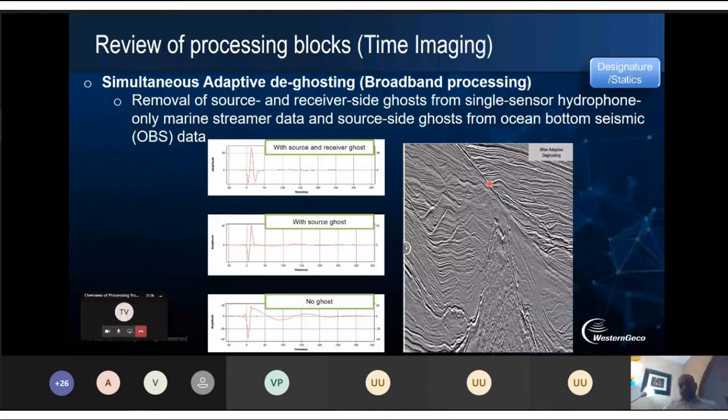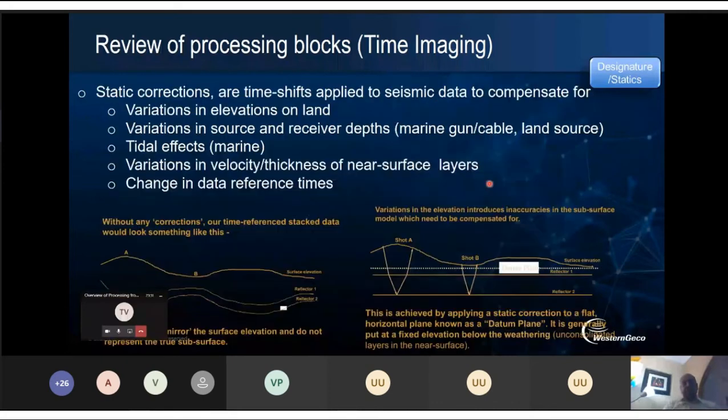So, for land, we have elevation statics, we have datum, we have near surface statics and all that jazz. For marine, we have source receiver statics because the source and receiver are not at the same depth. So we have to compensate that difference in travel time. It is minute, but it still makes a difference.